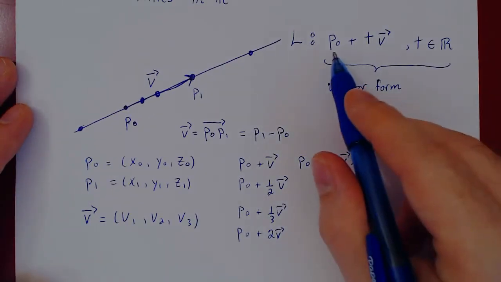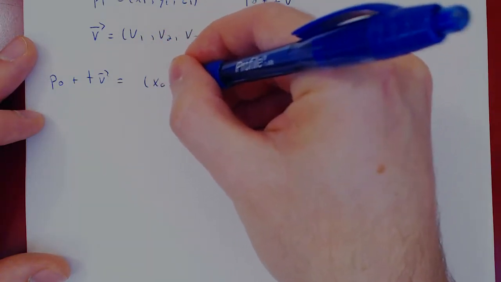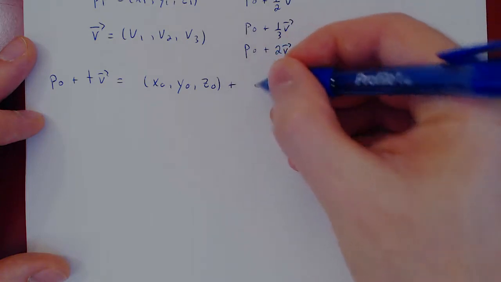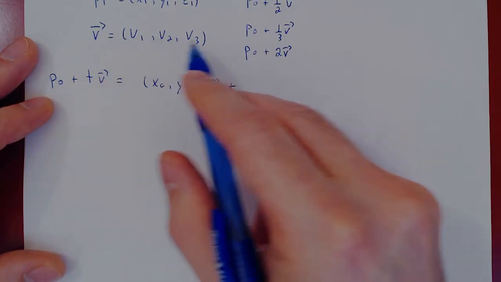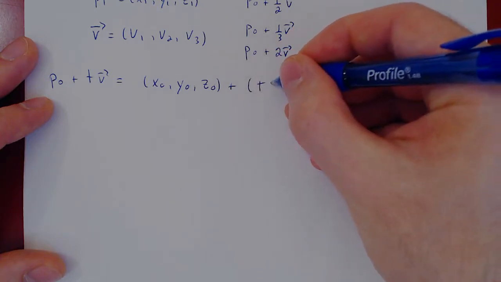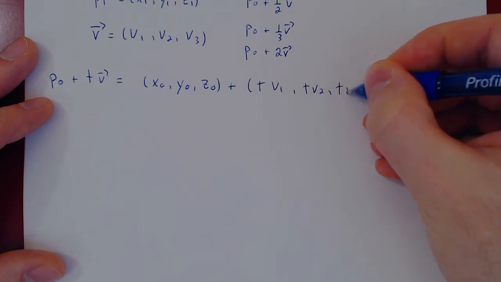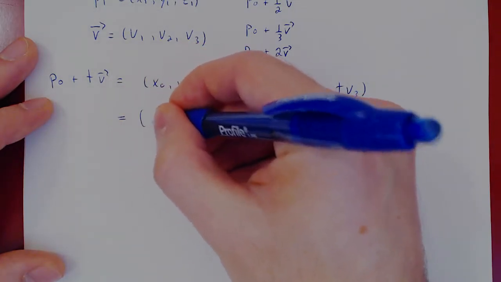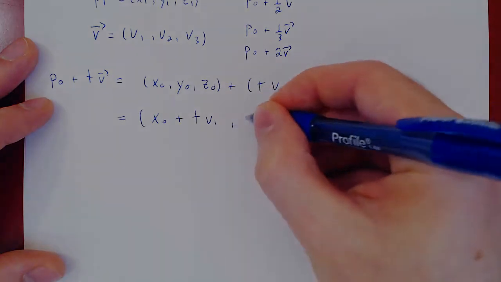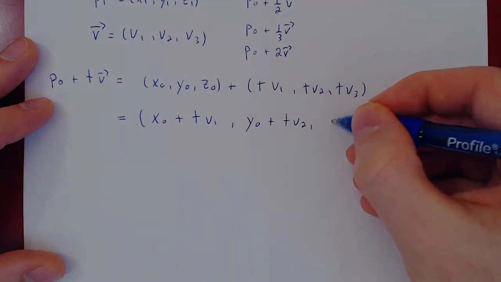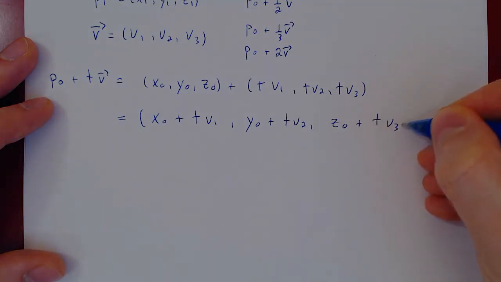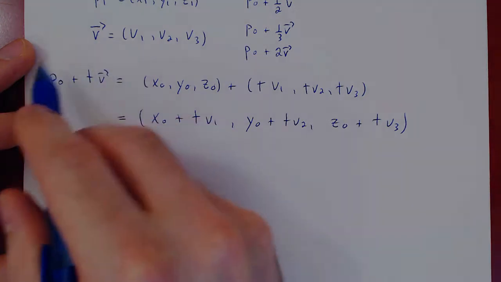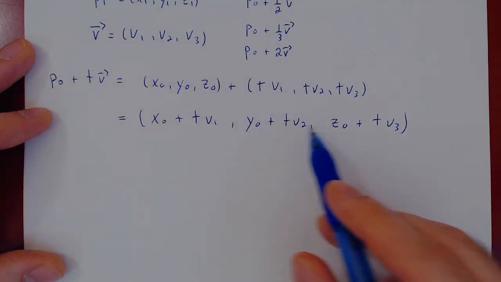Let's just compute now P naught plus tV. And what do we get? Well, the point P naught is x naught, y naught, z naught, plus t times V, but if you multiply a vector or a point by a real number, you multiply all of its coordinates, so t v1, t v2, t v3, and you add points by adding the corresponding coordinates, so you'll get the point x naught plus t v1, y naught plus t v2, and z naught plus t v3. And this is now expressing the point P naught plus tV as a single point in space.